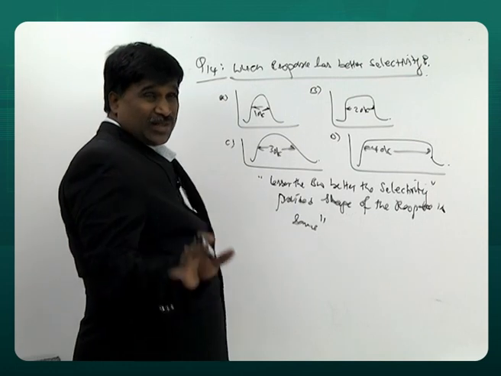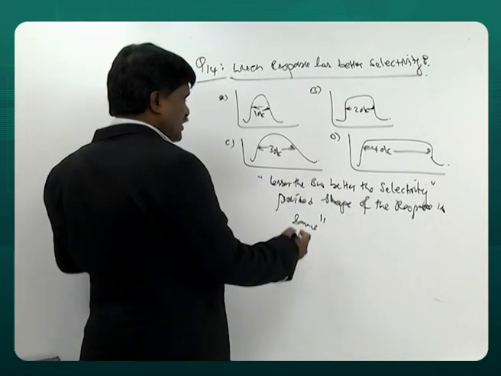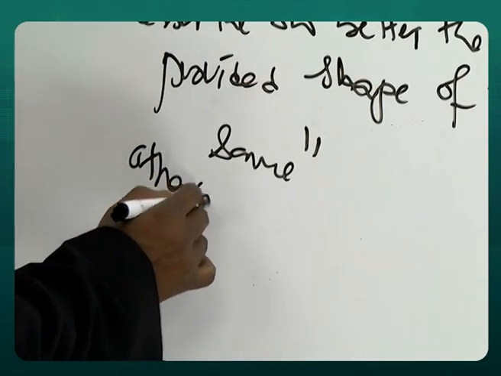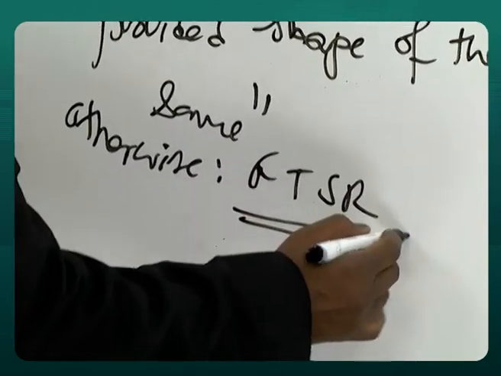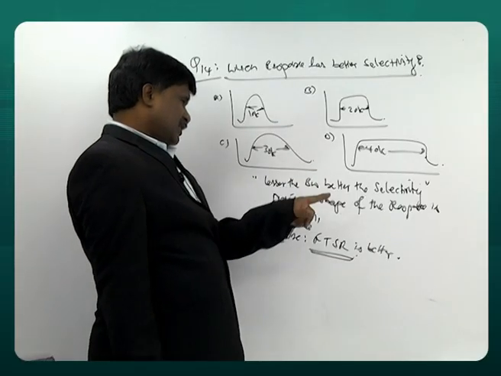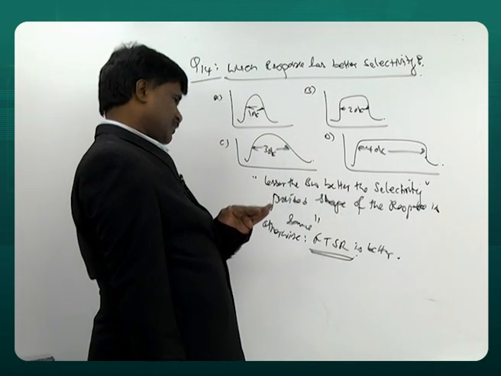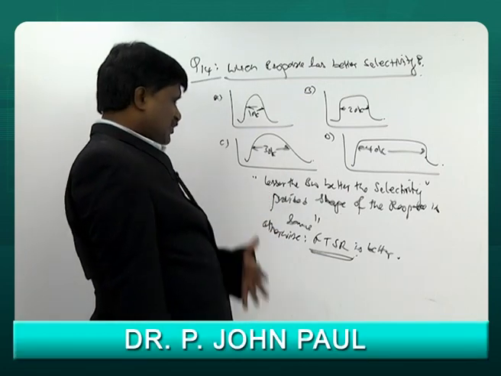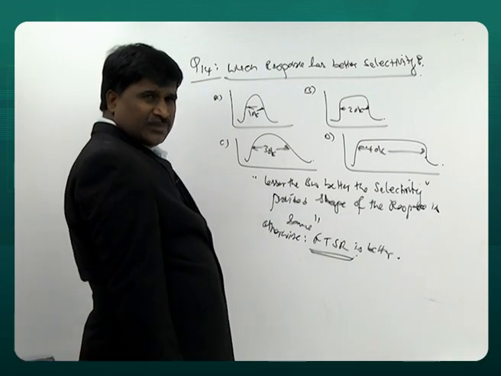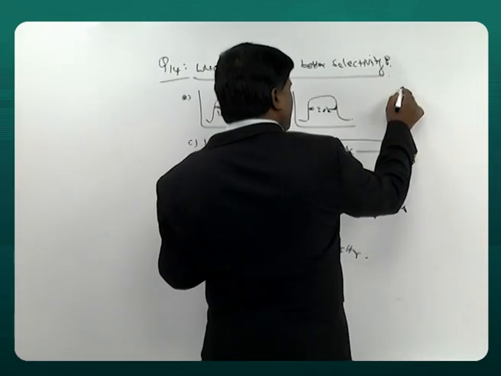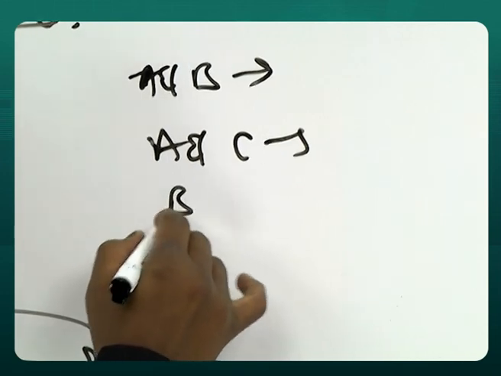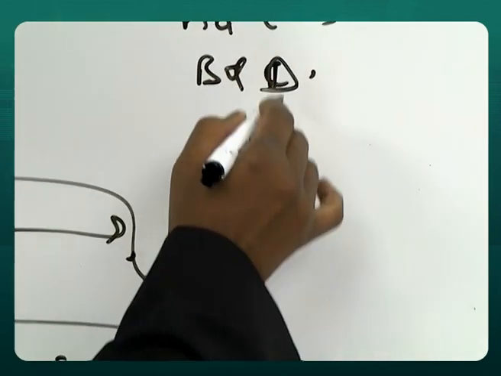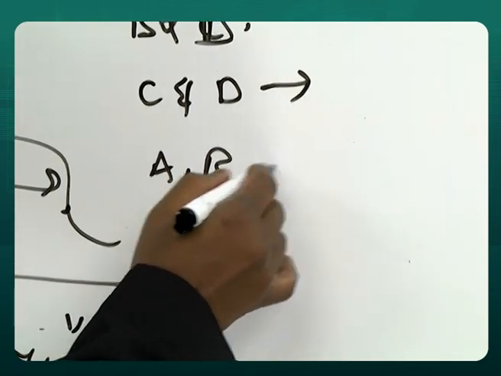If the shape of the response is not same, lesser the bandwidth is not the answer. Otherwise, flat top skirt response is better. Once again, lesser the bandwidth, better the selectivity, provided shape of the response is same. Otherwise, flat top skirt response is better. Now let me tell you one by one. Between A and B, what is better? A and C, what is better? B and D? C and D? A, B, C, D, what is better?